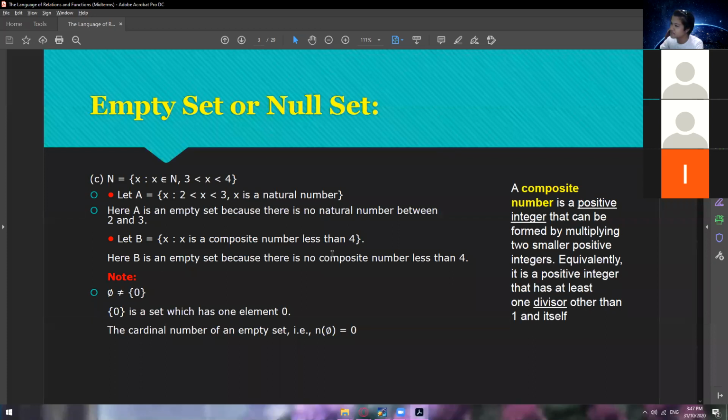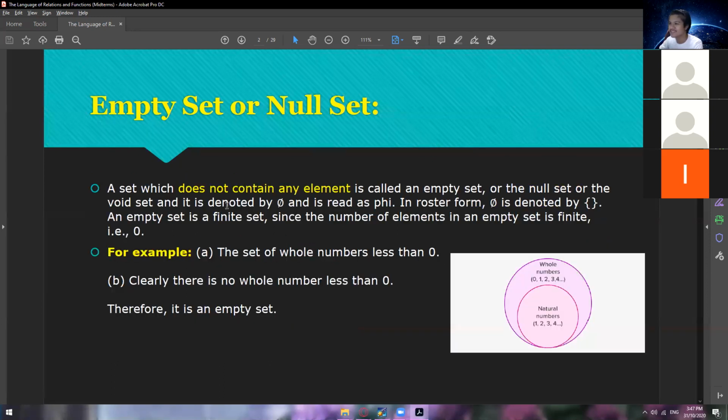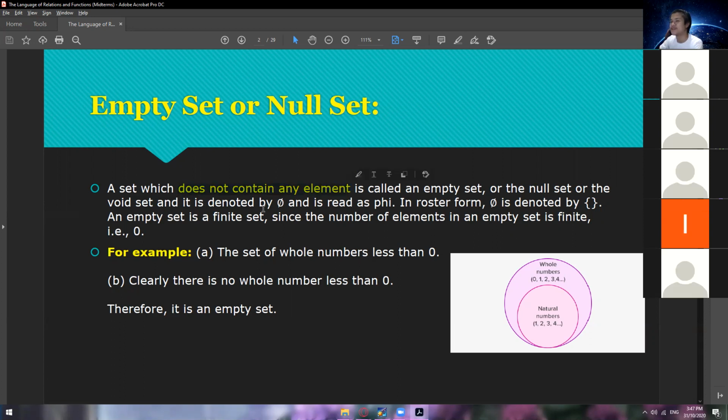Hello guys? Diyan ba kayo? Meron pa sir, meron pa sir. Alright. So naintindihan nyo ba kung ano ang empty set or null set? Yun lang sir. Oh, like. No?